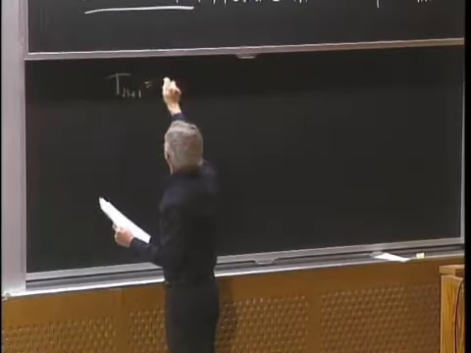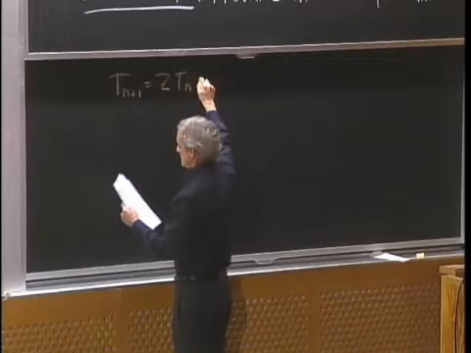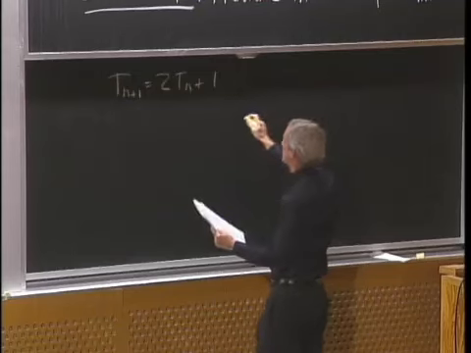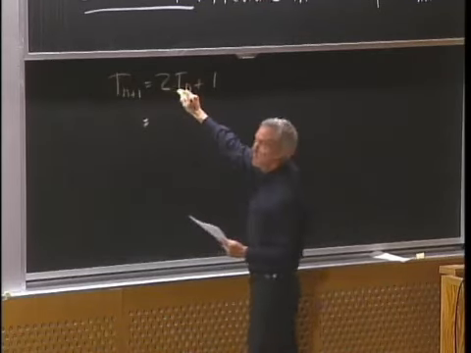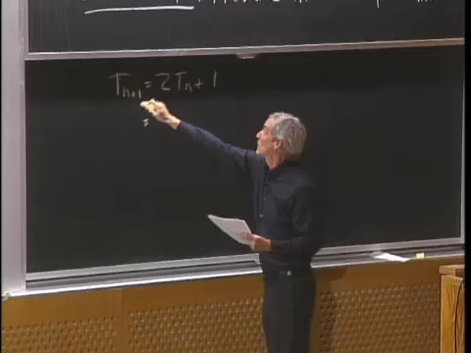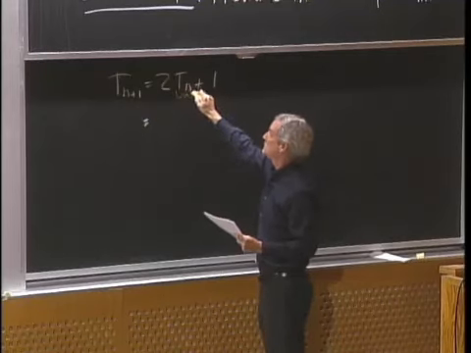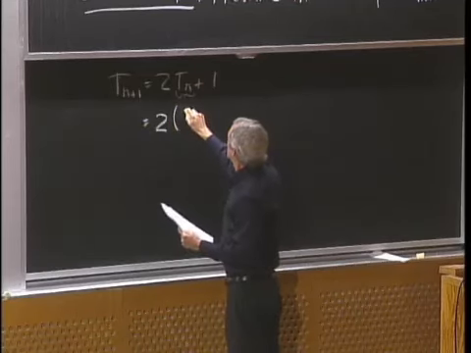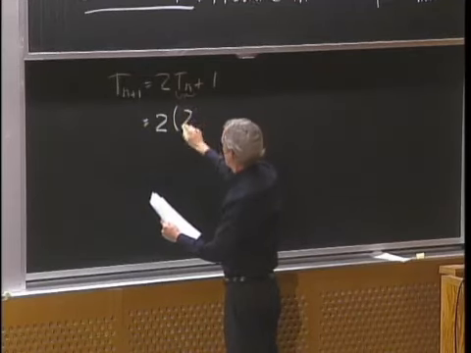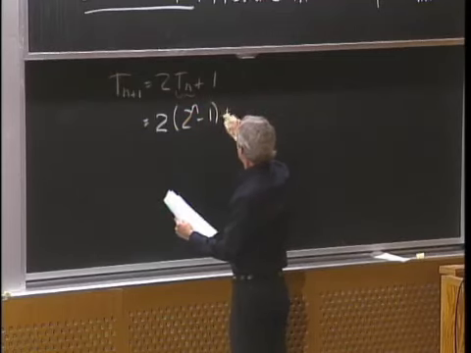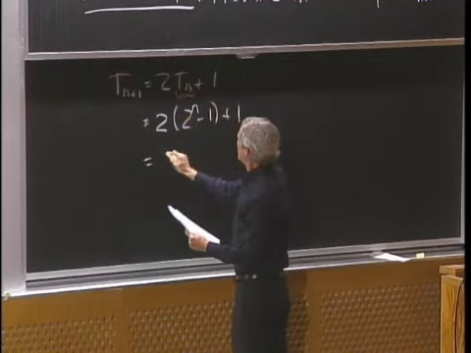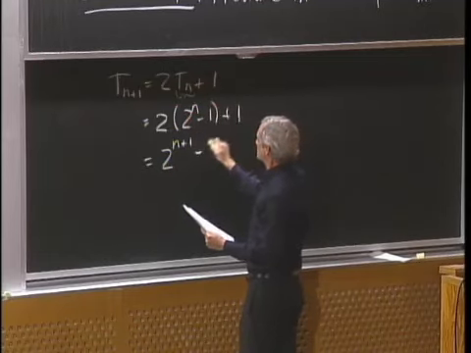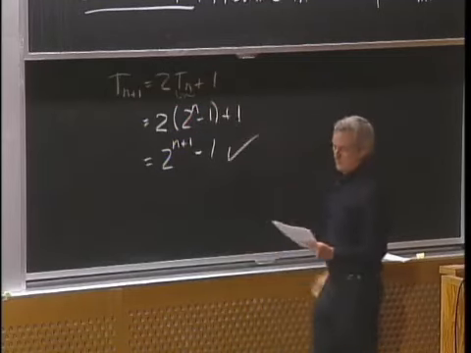Tn plus 1 equals 2Tn plus 1. That's just the recurrence. Now we plug in using our assumption from the induction. This is 2 times 2 to the n minus 1, plus 1. Multiply the 2, that's 2 to the n plus 1. Minus 2 plus 1 is minus 1. And so we're done.